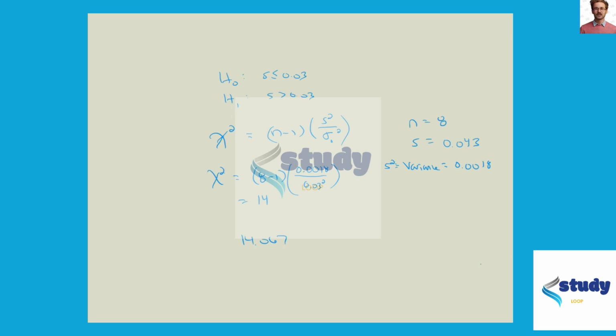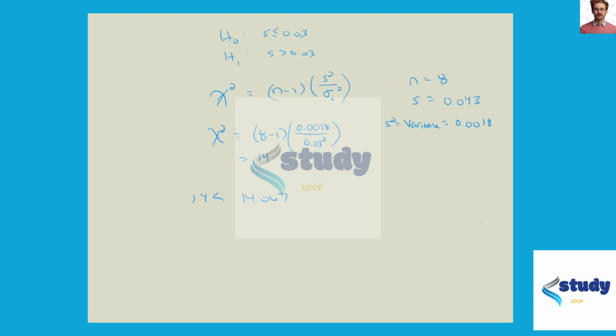And now we compare the test statistic 14 with the critical value 14.067. If the test statistic is greater than the critical value, we reject the null hypothesis. Otherwise, it is barely, but 14 is less than, so we would fail to reject the null hypothesis. Well, actually, we would take the square root of 14, which is also less than 14.067, so we would still be failing to reject the null hypothesis.